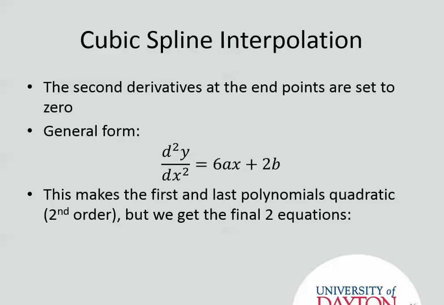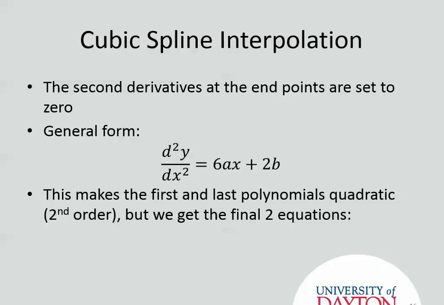What that does is it makes the first and the third polynomial quadratic, or second order, but we get 2 equations. So that's a trade-off that we're going to have to accept: we're not going to have cubic polynomials for the first and last polynomials, but it helps us solve for the data that we need. So we're going to take the second derivative of our first polynomial and the second derivative of our third polynomial and set those equal to 0. And that's where we get our last 2 equations.